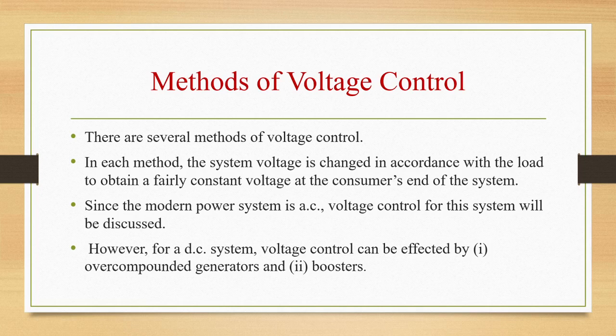Since the modern power system is AC, voltage control for this system will be discussed. Okay, we are going to discuss the voltage control for an AC network. However, for a DC system, voltage control can be effected by overcompounded generators and boosters.